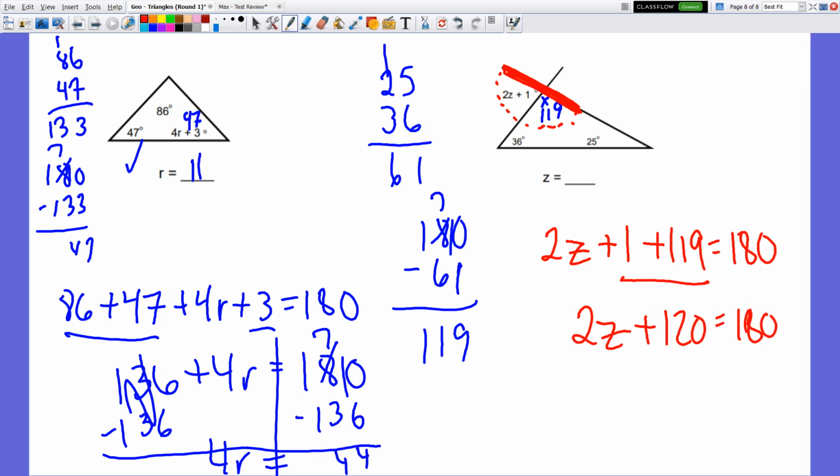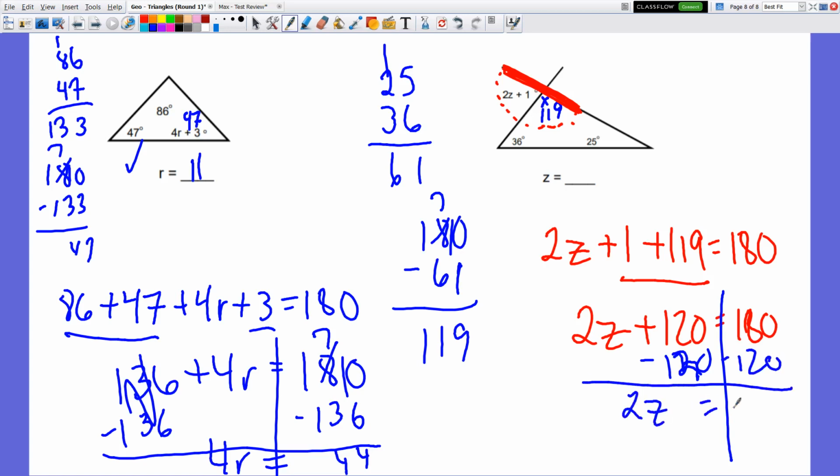We are now solving the two-step equation. Minus 120. Wow, that's a 2. Minus 120. 2z equals 60. Divide by 2. Z equals 30. Okay? So we should be able to check that as well. 2 times 30 is 60 plus 1. It should be 61. 61 plus 119 equals 180. Check, check, check, check, check.